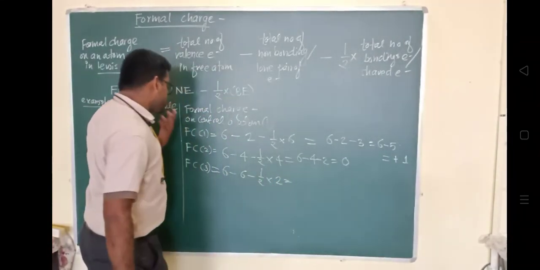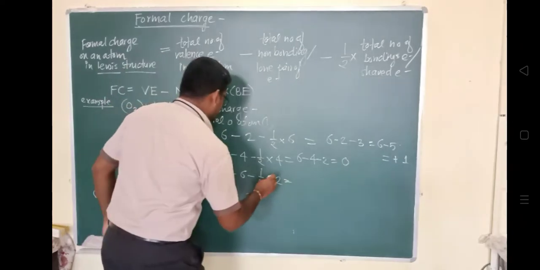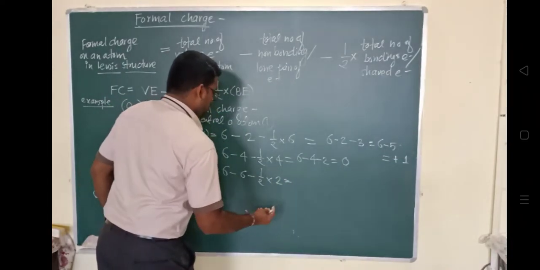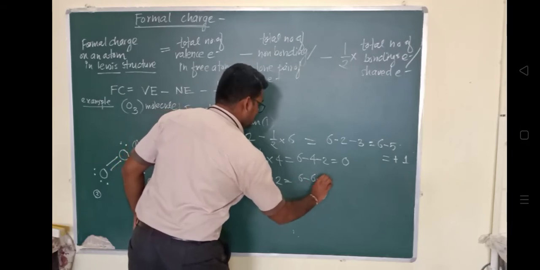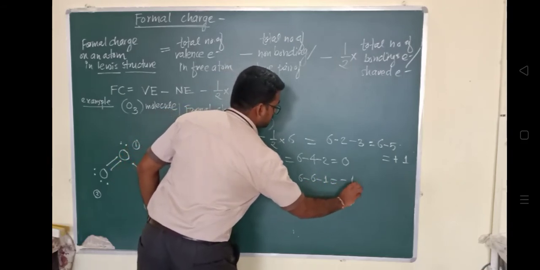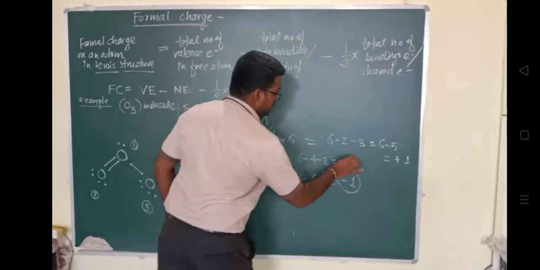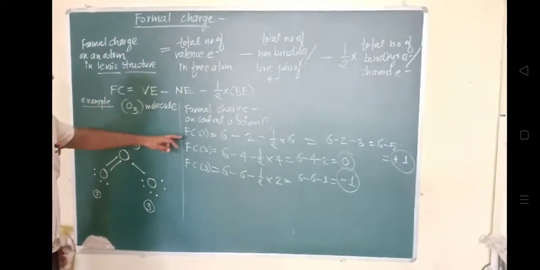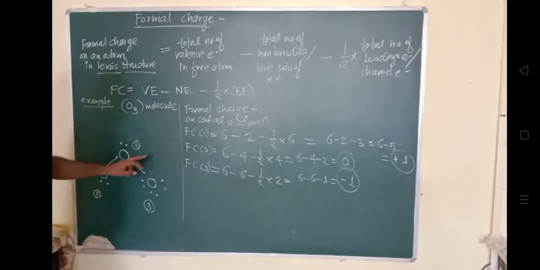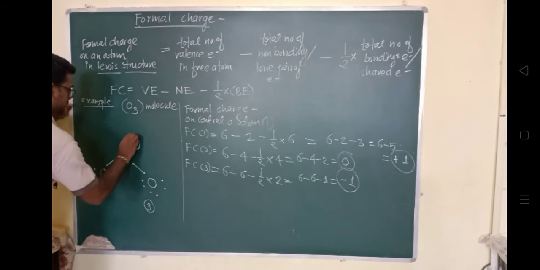So in this way, here 6 minus 6 is 0. And 6 minus 6 minus 1, so the answer is minus 1. Look at this: minus 1, 0, and plus 1. So the formal charge on the first oxygen atom is plus 1. Now we can represent plus 1.